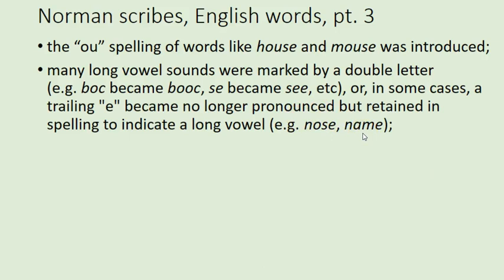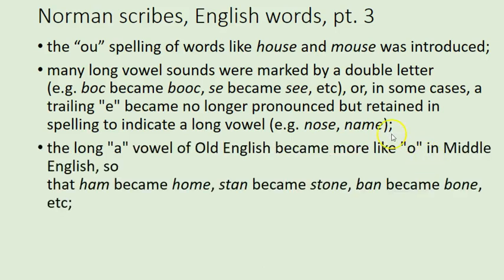This is one of the reasons English spelling is so weird, because there were all these different spelling innovations that were introduced in different places, and the standard English writing ended up adopting some from each and not really being systematic about it. The long A vowel of Old English becomes more like O in Middle English, so that hom became home, stan became stone, ban became bone, etc.